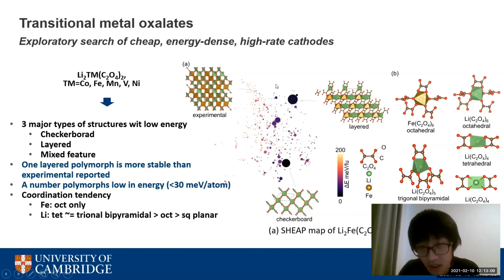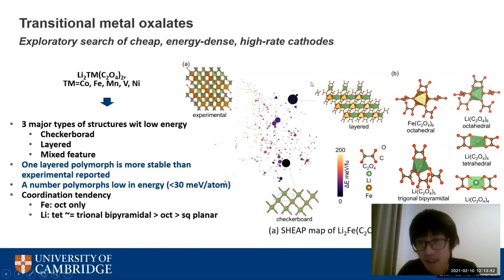If you look at the structure map, there are two major local energy minima. These two local energy minima represent the two most characteristic structures. One is the layer structure, where all the lithium ions are in one layer and the anions are in another layer. The other one is a checkerboard pattern like this one. We also put the experimental structure in this graph. You can see that these structures are pretty far apart, so all the structures in between have some mixed features of these two.